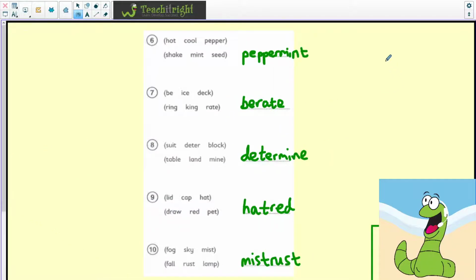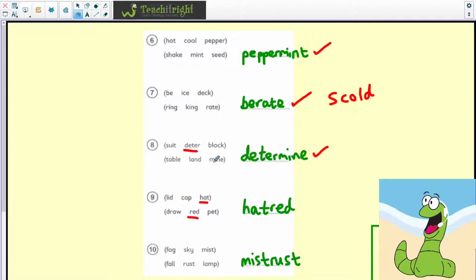Let's come down to the next ones. We've got peppermint. Berate. Now, if you didn't know what berate means, that means to scold. So again, a very good one to put in your word and meaning book if that was a new word for you. Then we've got deter and mine for determine. Hatred for hat and red.